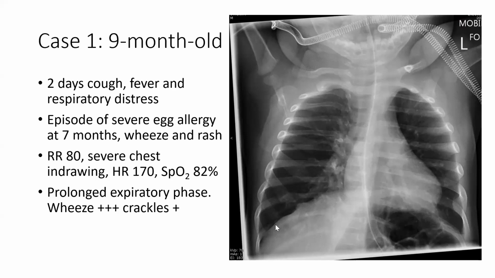You can see how flat the diaphragm is, how pushed down it is. Both diaphragms are flat, and you see that the lung fields themselves look quite black. There's not a lot of lung markings. So this is a child who's got marked hyperinflation.